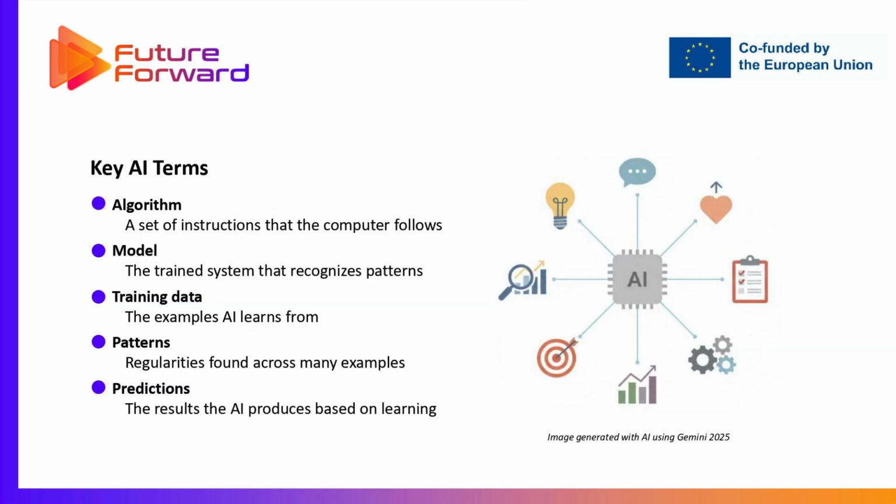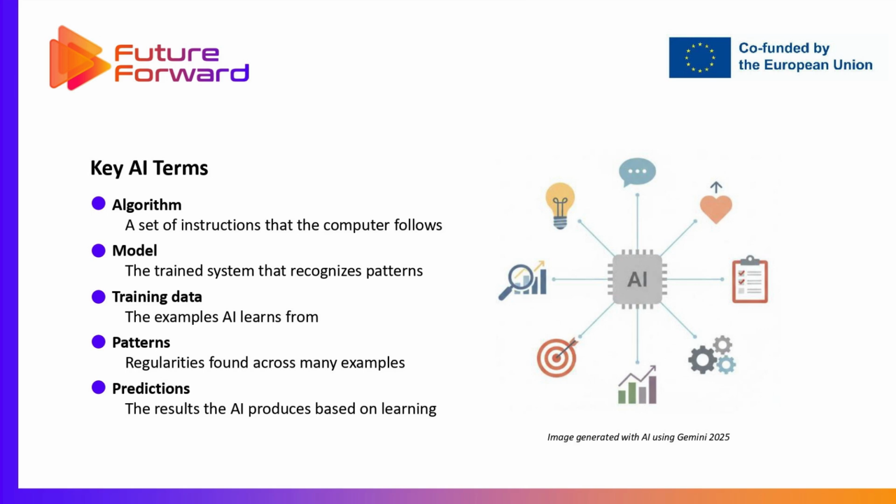Before we continue, it helps to review a few simple terms you will hear often when people talk about AI. These words may sound technical, but their meaning is quite straightforward once you see how they fit together. An algorithm is just a set of instructions a computer follows to perform a task. A model is what we get after training an AI system. It's the version that can recognize patterns or make predictions.